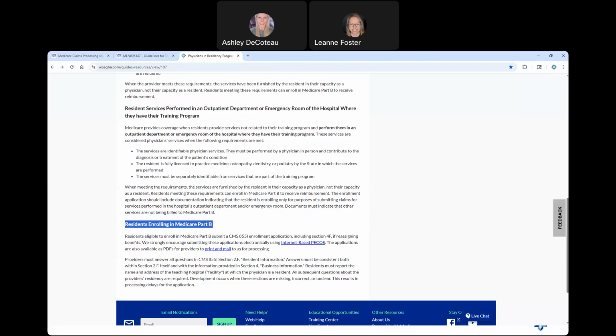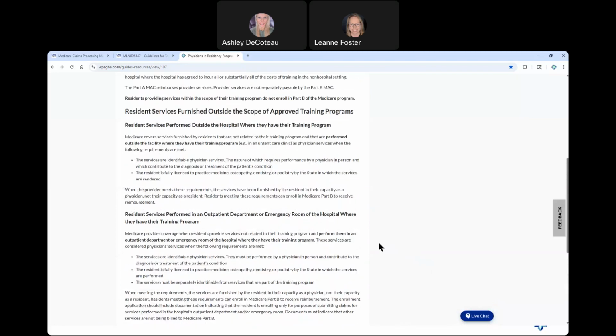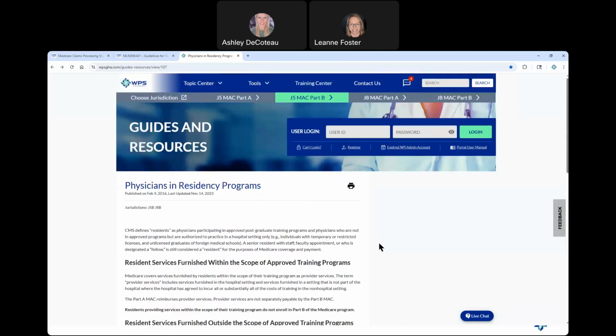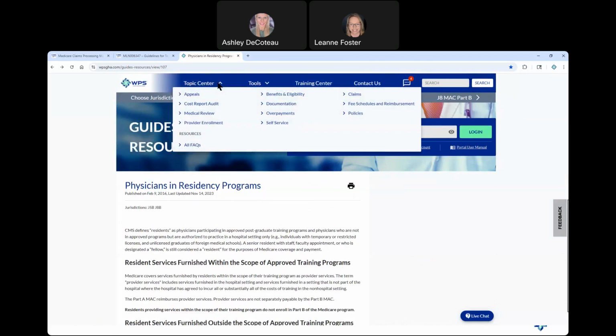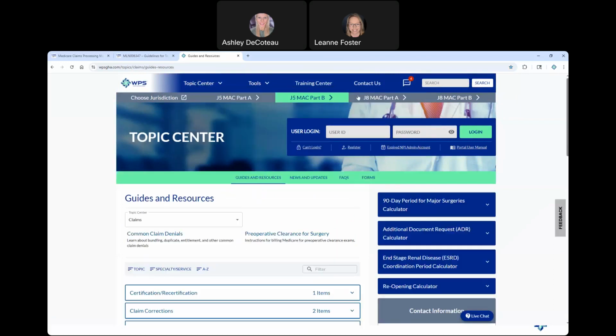All right, I do have one more thing I'd like to show you on our website while we're out here. So I'm going to scroll back up to the top of this page, and pardon my scrolling, and I'm going to click on Topic Center, which expands this menu, and I'm going to click on Claims. What I want to show you is our modifiers page, which I could scroll through this alphabetical list to find, or if I start typing modifier here, that will pop up for me.